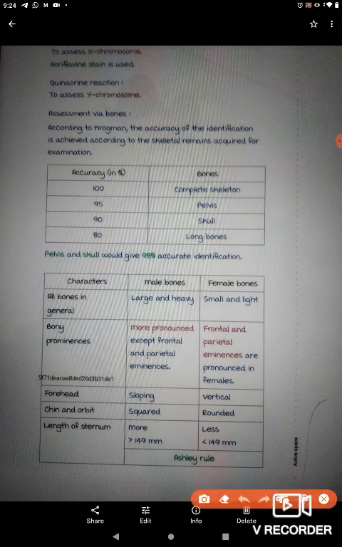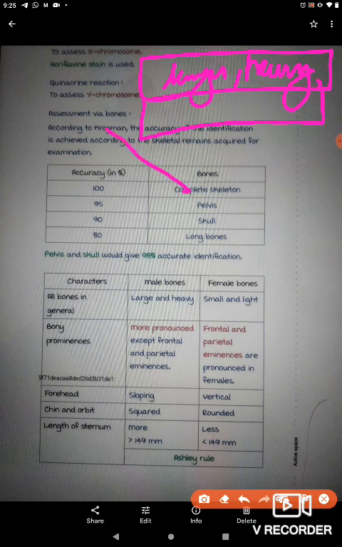It was general that all bones are larger in the male, all bones are larger, and the head. Then we have seen all the bony prominences are more in the male except the frontal prominence. And we see the forehead, it was sloping in the male but vertical in the female.